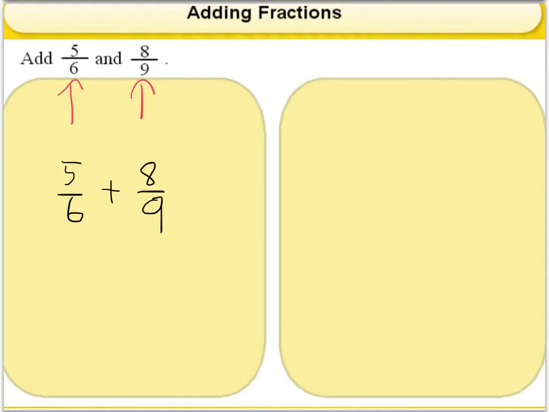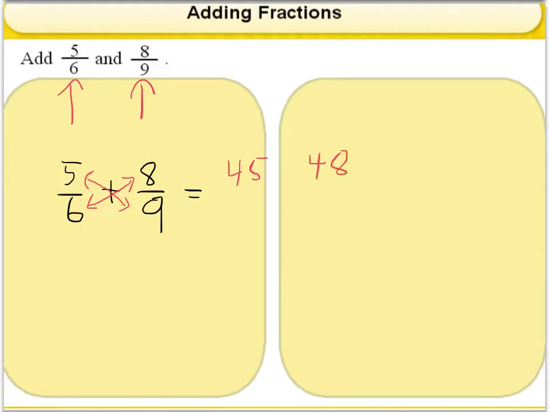And the shortcut is this. You want to take the 5, which is the numerator of the first fraction, and multiply it with the 9, which is the denominator of the second fraction. So 5 times 9 gives you 45. And then do the same thing with the denominator of the first fraction with the numerator of the second fraction. And so that's 6 times 8, so that's 48.